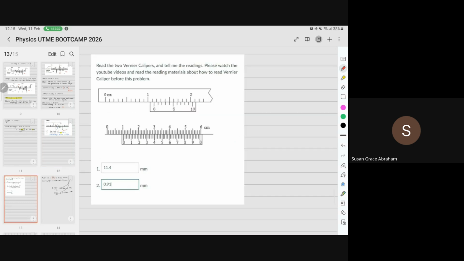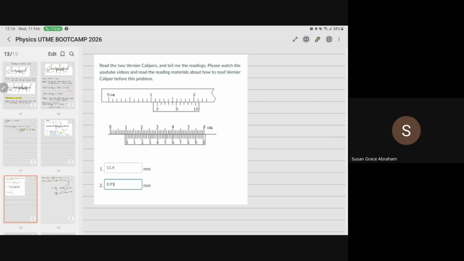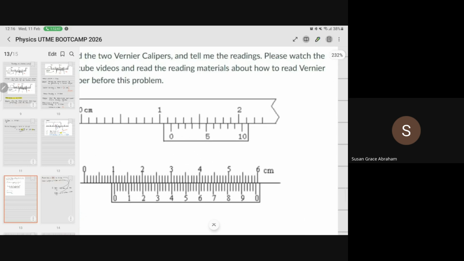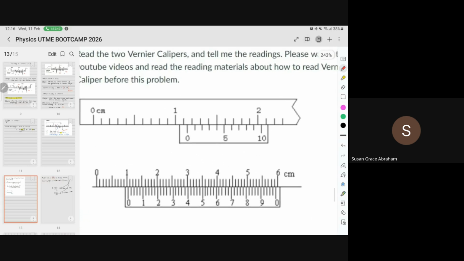All right. The next one, they said, read the 2 vernier calipers and tell me the readings. So now, let's read the 2 vernier calipers and then we're going to tell them the readings. Is that okay? All right. So let's see. The first one is the number I'm going to see before the decimal point, before 0. And this is the number I can see before 0. So that will be 1.2. Do you agree with me? 1.2, guys. I agree. Give me a thumbs up.